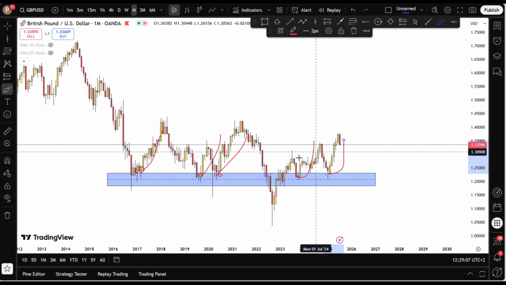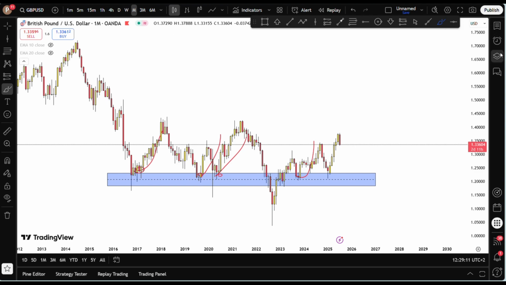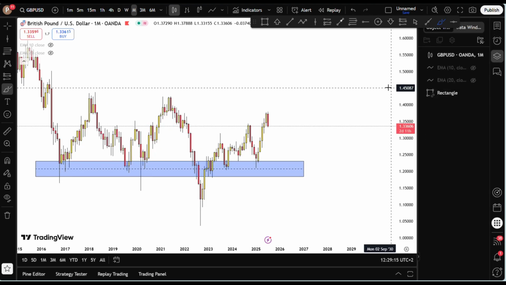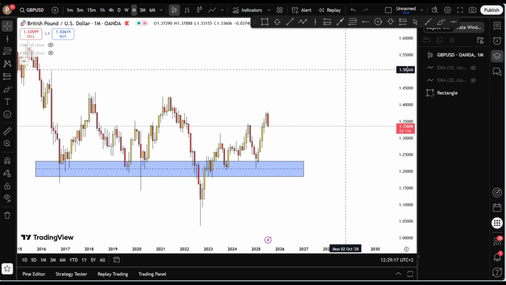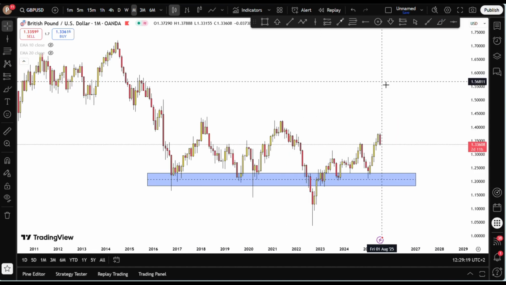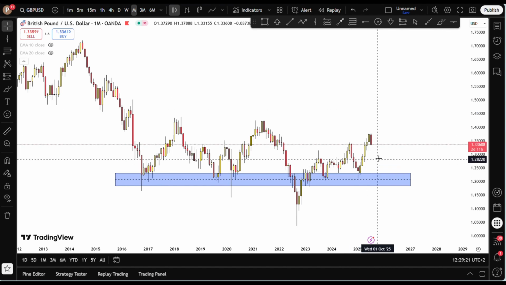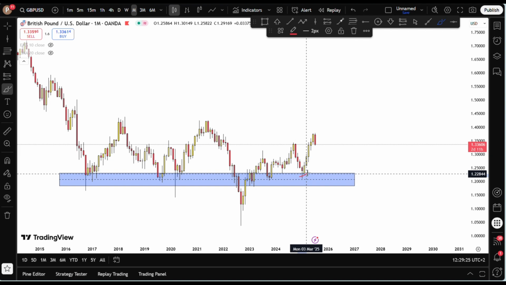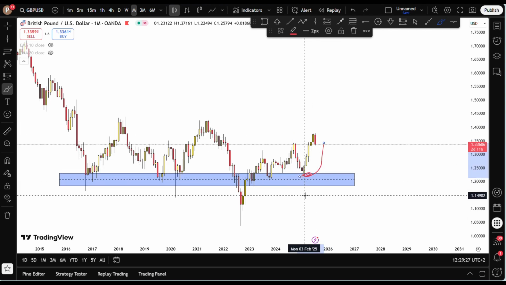There's a rejection here, so this is quite a strong zone. It can't be ignored. It has to be put out there. That is on the monthly time frame. What is important right now is this rejection. We are currently rejecting off of a monthly support.